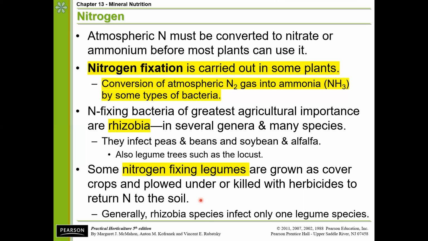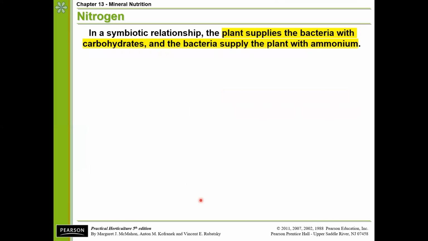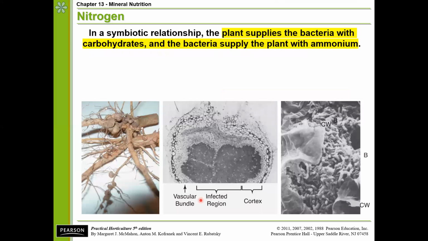Rhizobia are able to do it at room temperature with very little energy. So we talked early on about the symbiotic relationship between plants and these bacteria. It's a mutualistic relationship, as the plants are giving a home, a little shelter, to these bacteria and supplying them with the carbohydrates, while the bacteria are supplying the plants with ammonium, the needed form of nitrogen.